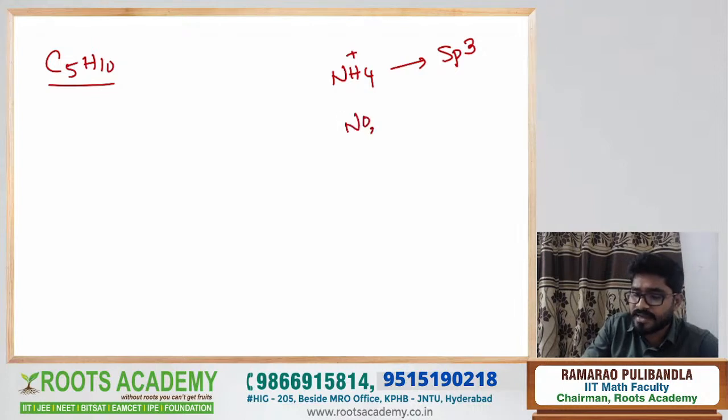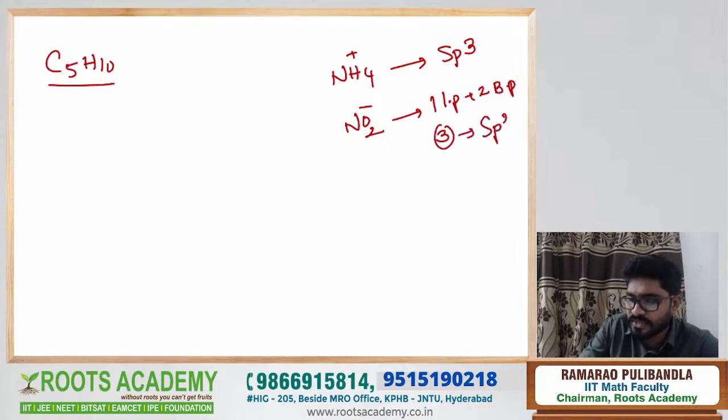Next, NO2 minus. Nitrogen valence is 5. Minus means it is taking 1 electron. Total 6 electrons are there. But with the 2 oxygen atoms, it's forming 4 bonds, 2 sigma, 2 pi. We should not consider pi, we should consider only the sigma. 2 sigma, 4 electrons are over, 2 more electrons. So 1 lone pair, 2 bond pairs, total 3 means sp2. Like that only I told. Yeah, Akshita will get more than that, try for more.